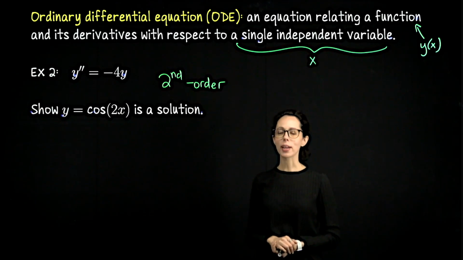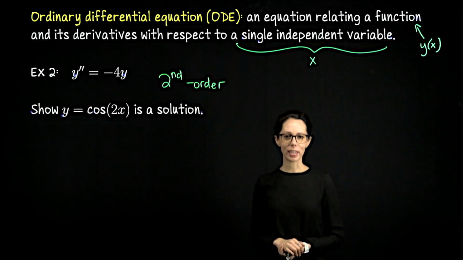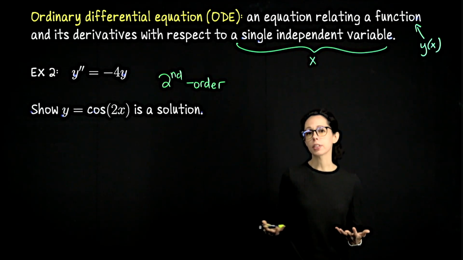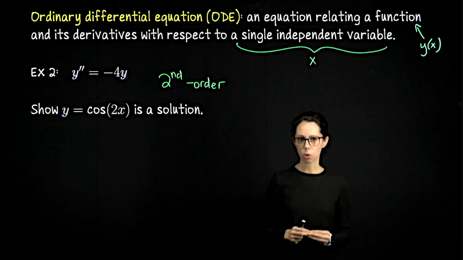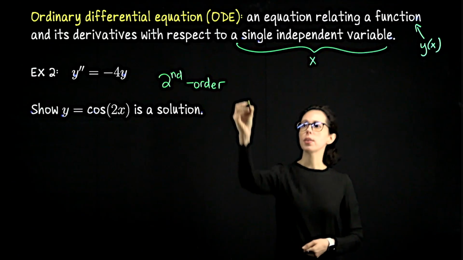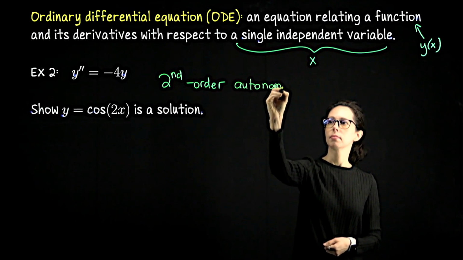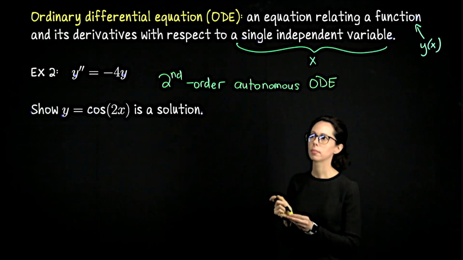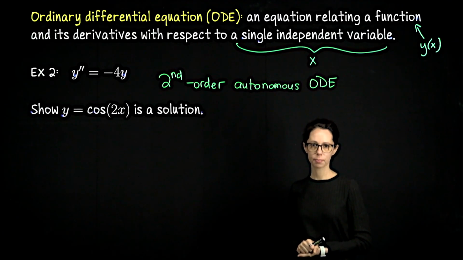Just looking at this, y double prime equals negative 4y, it's not even clear what the name of the independent variable is. It's going to be x in this example, but it could be t for time or something like that. The independent variable does not appear in this equation. There's no t or x over here on the right-hand side. So this is an autonomous differential equation. Okay, so it's a second order autonomous differential equation.